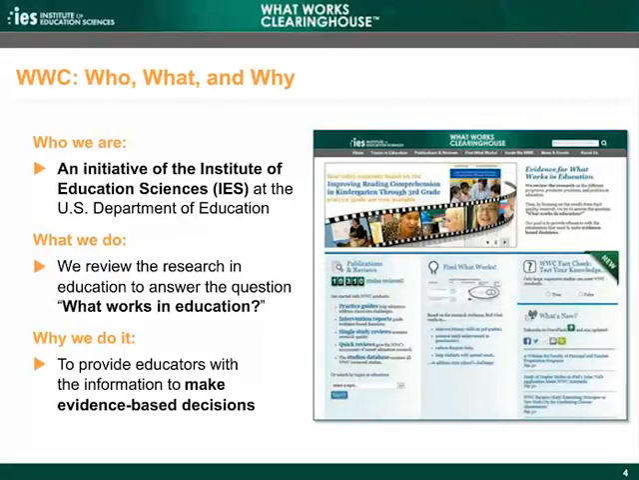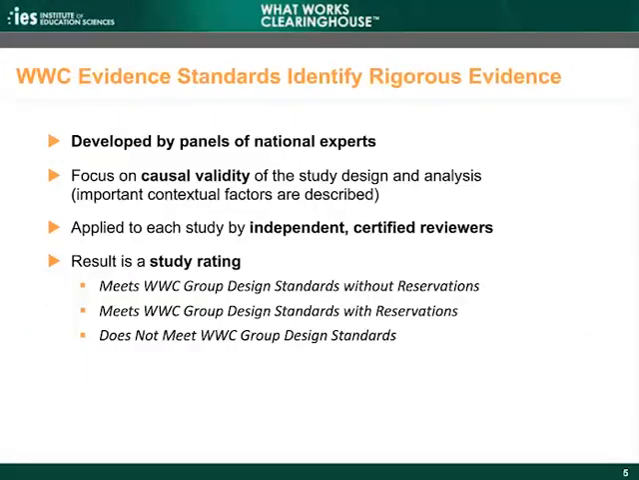Therefore, the core of our work focuses on the assessment of individual studies against design standards. As you probably know, not all research can reliably isolate the effect of an intervention. The WWC standards are a set of criteria developed by panels of methodological experts to assess research quality. In particular, the standards focus on the causal validity of the study design and analysis. These standards allow us to be confident that any improvement in student outcomes is due to the intervention being studied and not some other difference between the treatment and control districts, schools, teachers, or students.